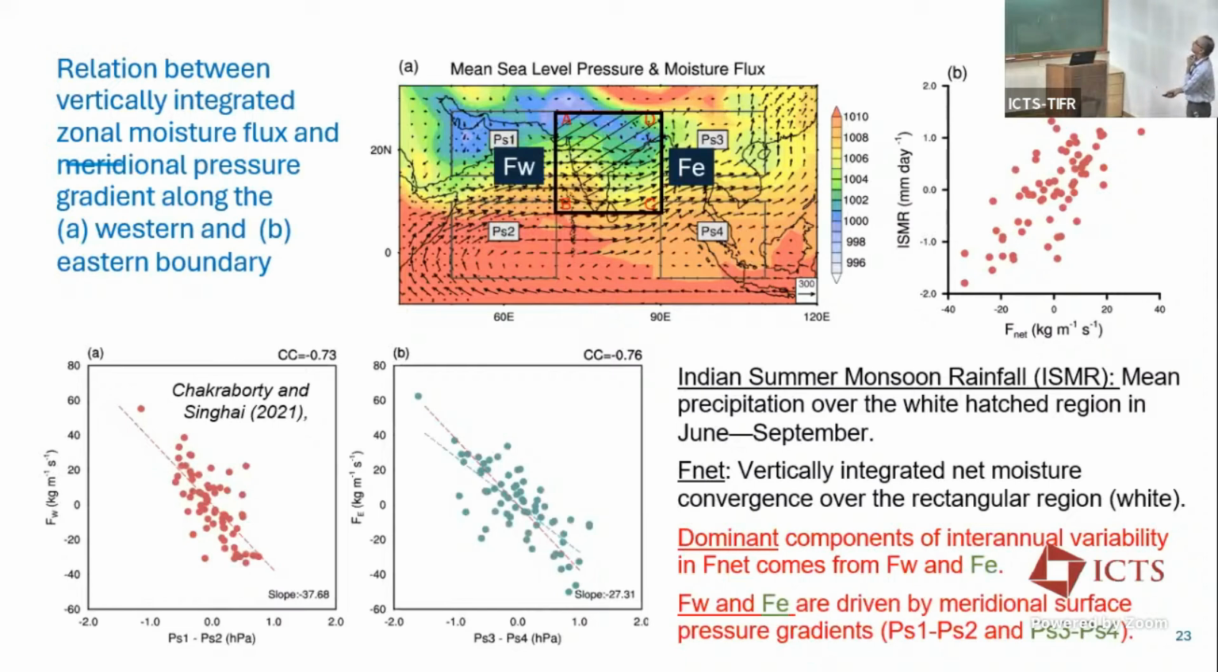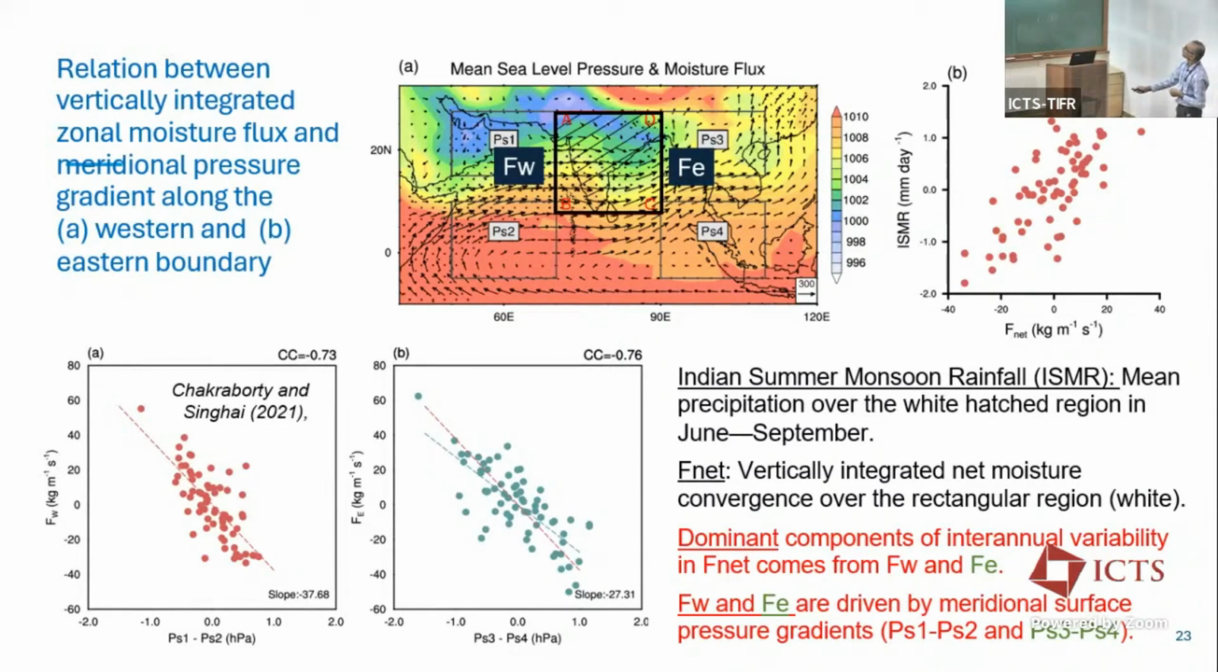Now, what drives the F net? Since FW, the flux from the west, and FE, the flux from the east, we have identified to be the most important ones, we can show that FW is a linear function of PS1 minus PS2. PS1 is the surface pressure here, and PS2 is here. The background shading is the climatological surface pressure. So climatologically, this region has a lower surface pressure than this, and again, this region also has a lower surface pressure than this.